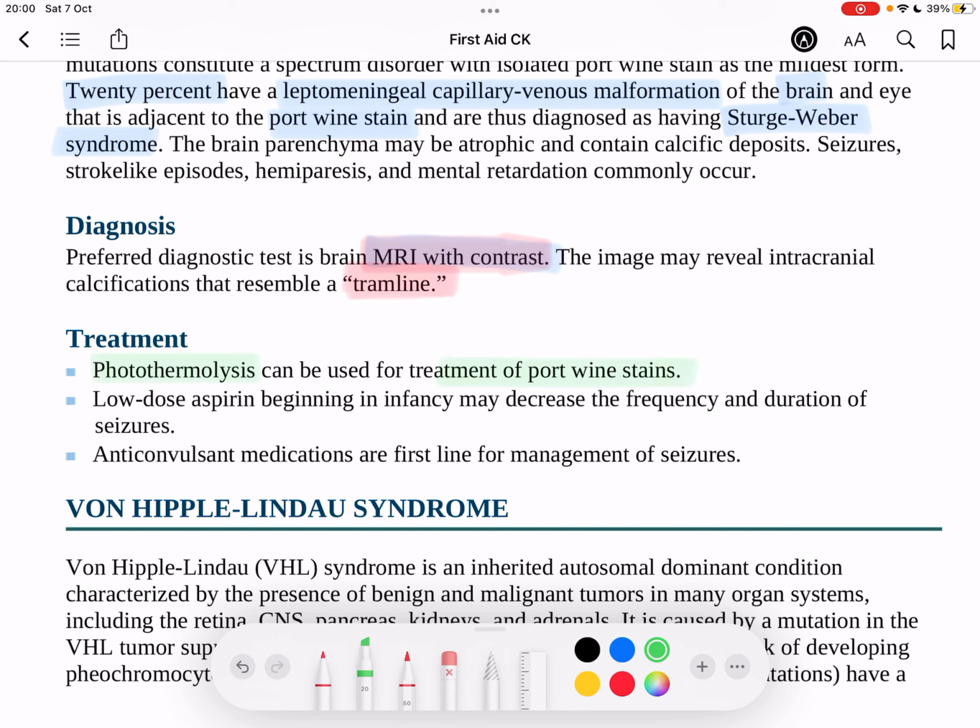Some parents choose to get the port wine stains removed when the baby is young, to save them from any sort of facial disturbance when they get older. But some parents actually choose to keep it because they think that this is a part of their child, and it's part of their DNA, and that they want to keep that with some pride.